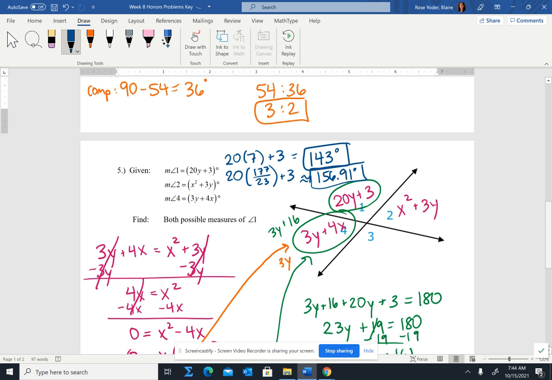We are going to continue to do more systems of equations and more quadratics in this class throughout the year. Having them both combined in one problem is really a challenge.